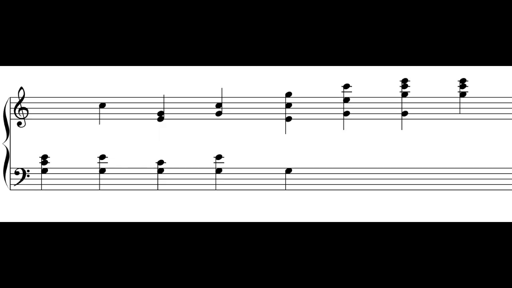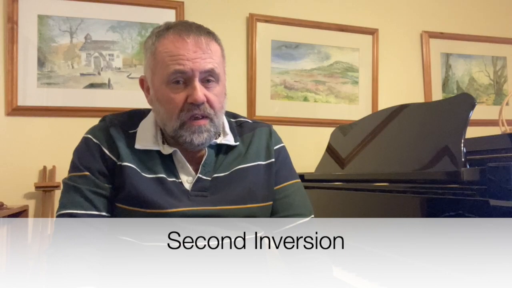By now you've probably realised that we could have a load of C major chords with not C or E in the bass, but G, like these. These are all C major chords, of course, but now they are in second inversion.